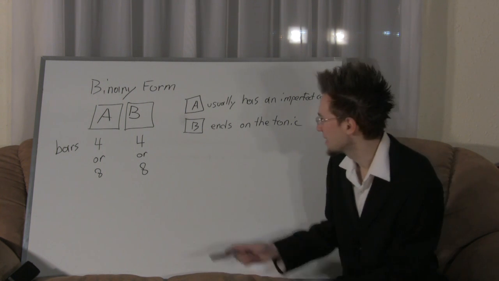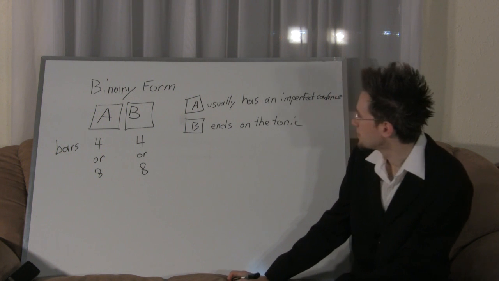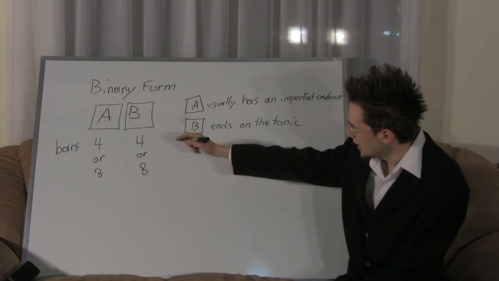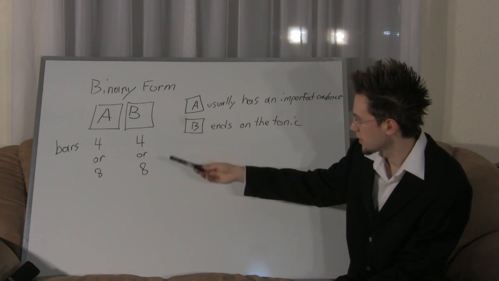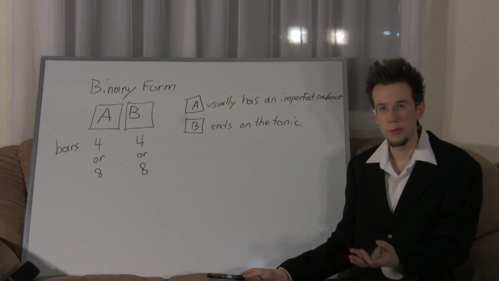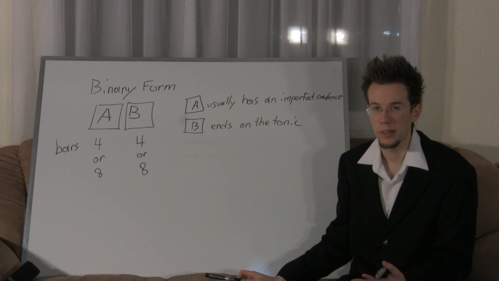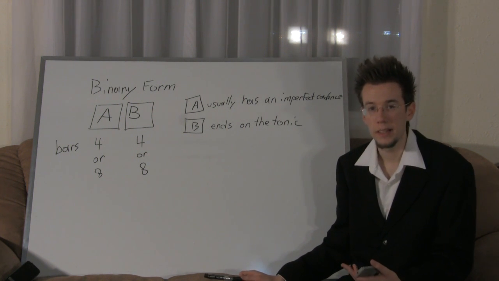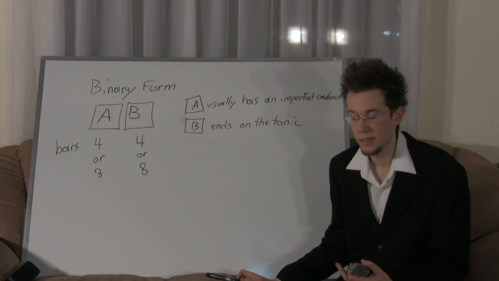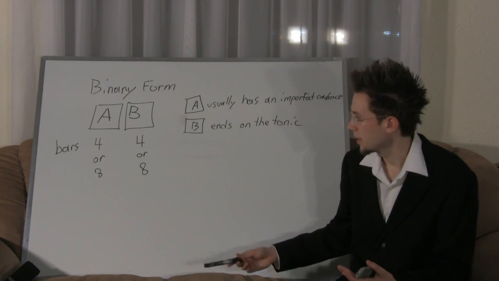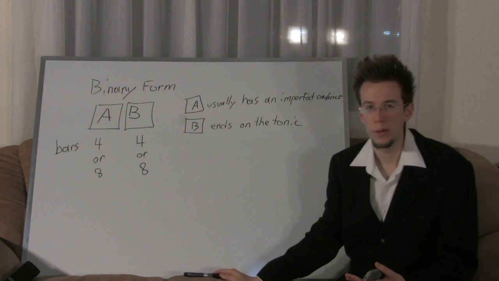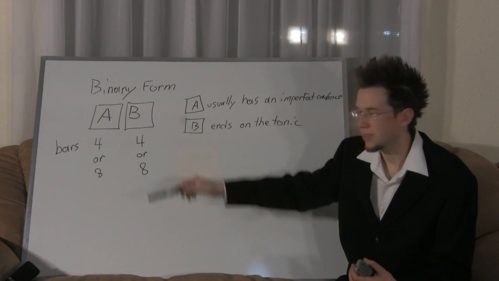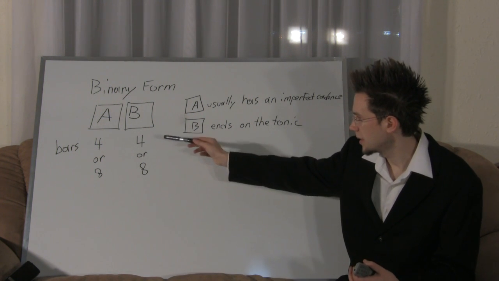Anyway, okay, moving forward. So A and B: usually the A section is going to be 4 bars or 8 bars, generally. It can be more or less, because there is creativity in music, but this is the general rule. The classic one you're going to do is 4 bars, so you'll do 4 bars of A, and 4 bars of B.